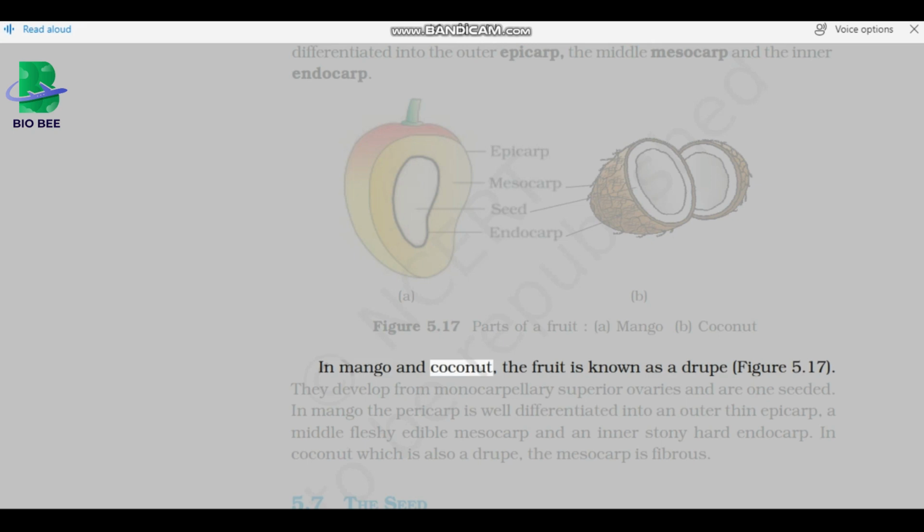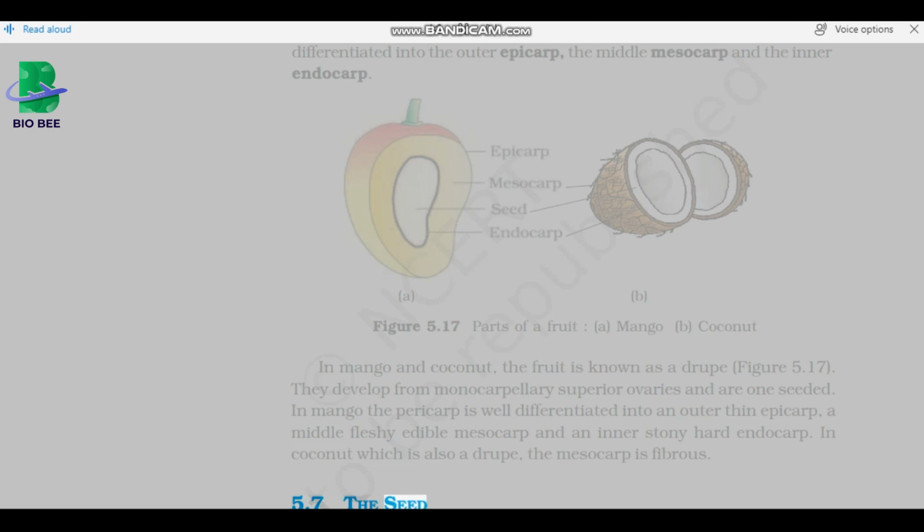In mango and coconut, the fruit is known as a drupe, figure 5.17. They develop from monocarpellary superior ovaries and are one-seeded. In mango, the pericarp is well differentiated into an outer thin epicarp, a middle fleshy edible mesocarp, and an inner stony hard endocarp. In coconut, which is also a drupe, the mesocarp is fibrous.